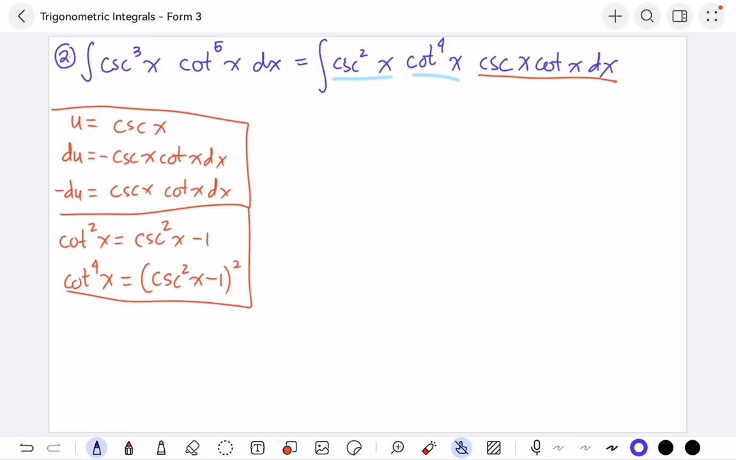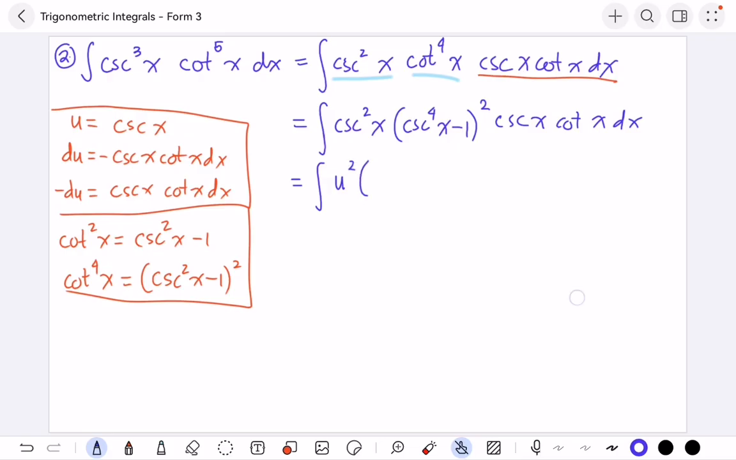Okay, let's go back to the problem. So I have here, I'll just copy cosecant square x. Cotangent to the fourth is cosecant square x minus 1 square. And cosecant x cotangent x dx. Let's proceed with substitution. I have integral of u square times u square minus 1 square. Cosecant cotangent is negative du. So I can factor out negative and u square, and expanding this square.